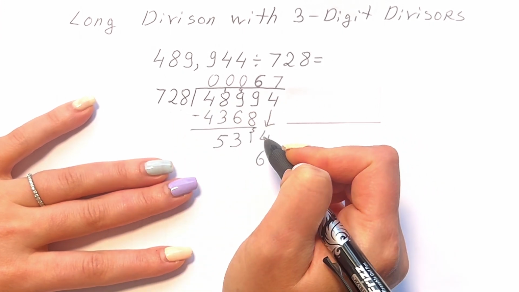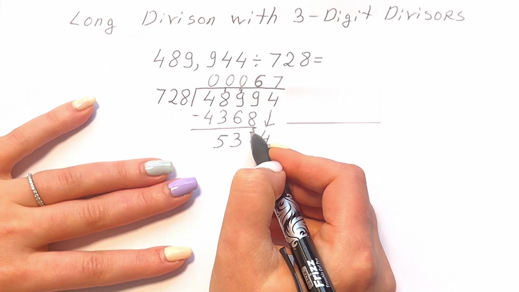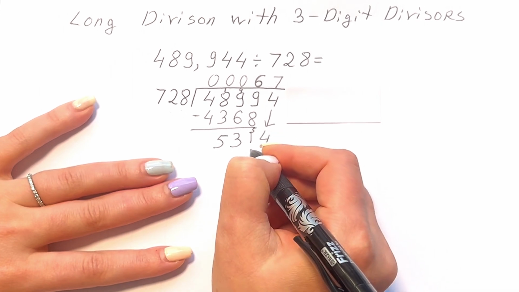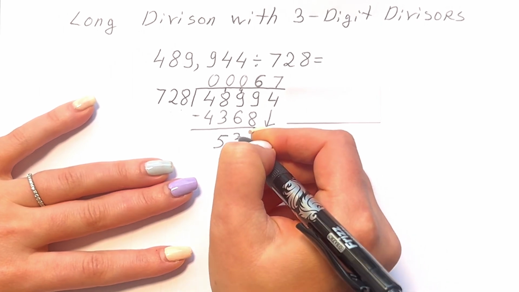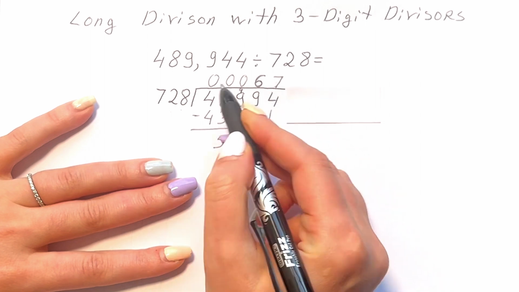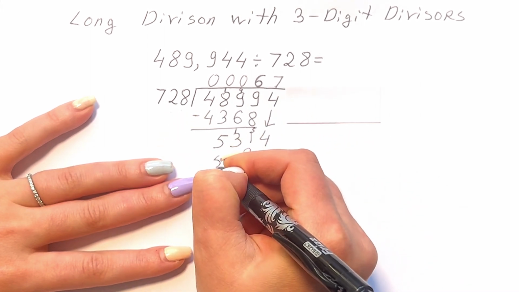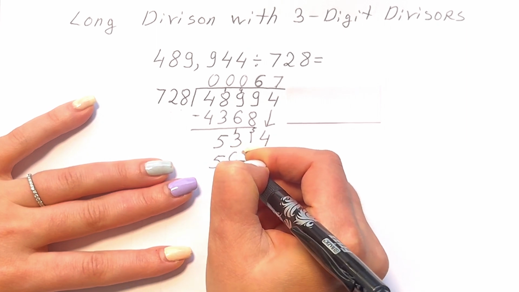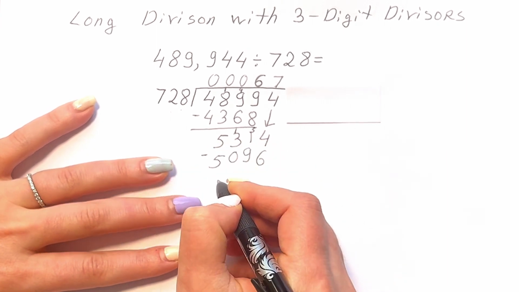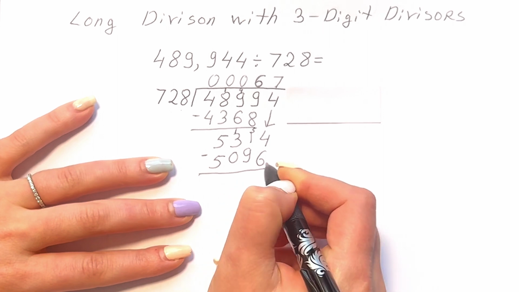7 times 2 is 14. 5 more will be 19. I'm going to put the 9 and carry 1. 7 times 7 is 49. 1 more will be 50. Now I'm going to subtract to get the remainder.